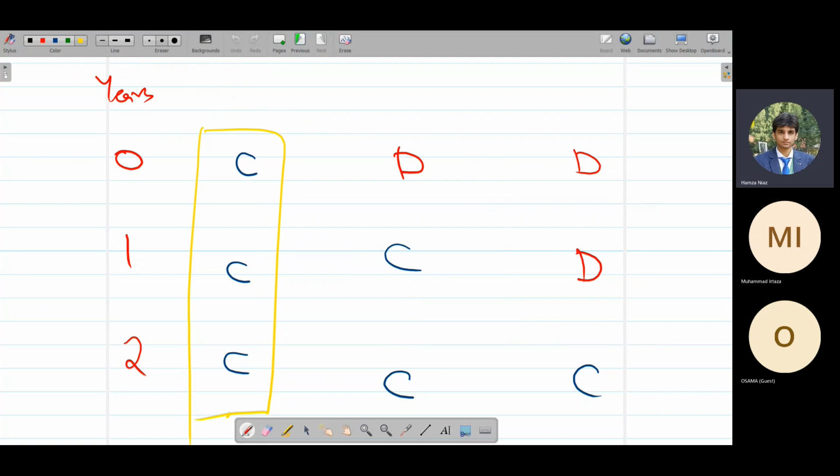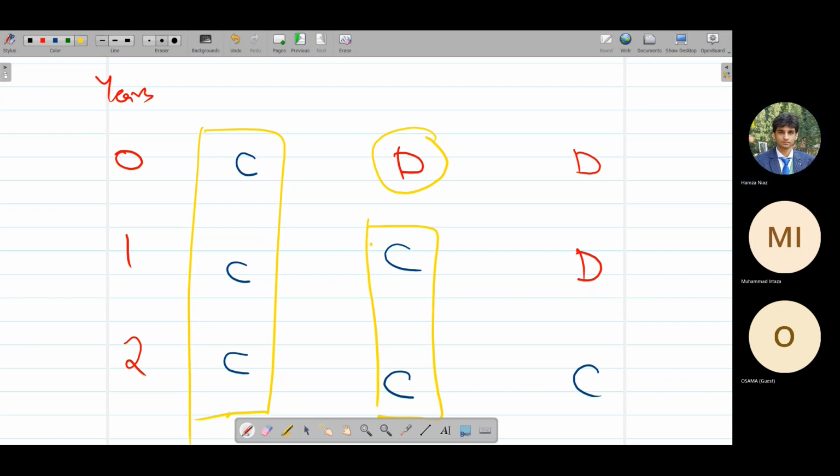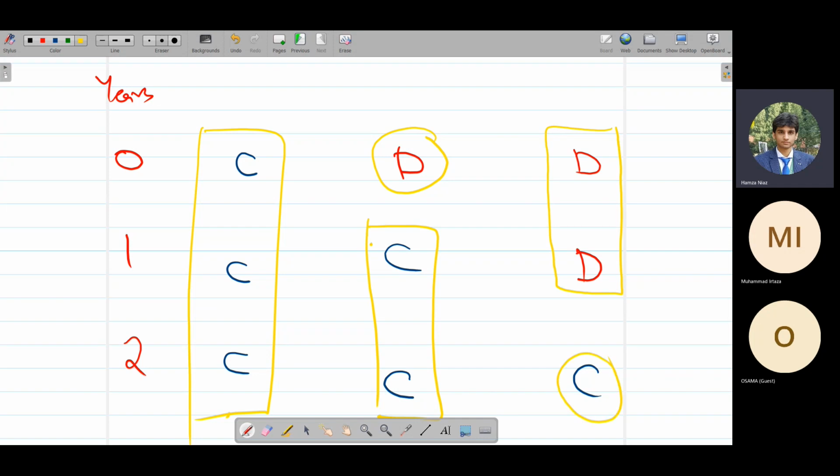So in that case, we have to calculate the cost of challenger for all 3 years. So that would be like challenger, challenger, challenger. The second case would be if we retain the defender for 1 year and then replace it with challenger. So we have to calculate the cost for the second case also. And the third case is we can retain the defender for 2 years and replace it with challenger in the third year. So that would be our third option.